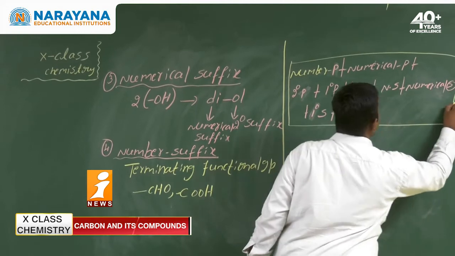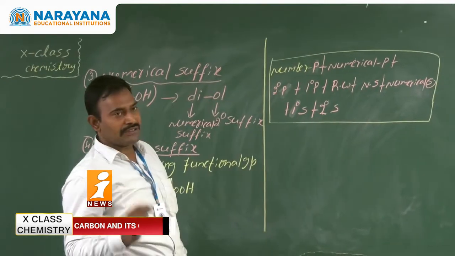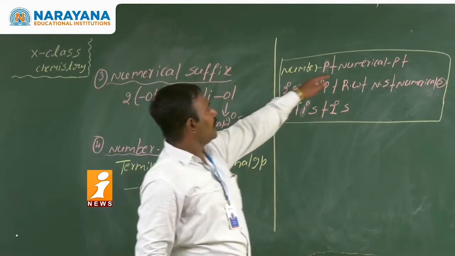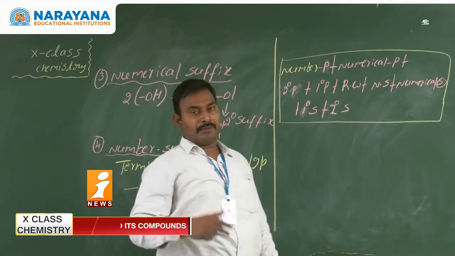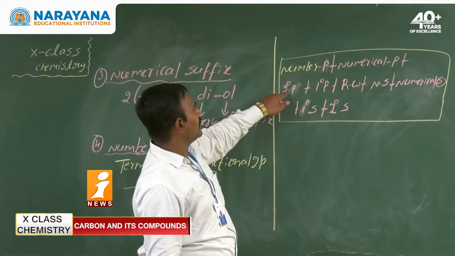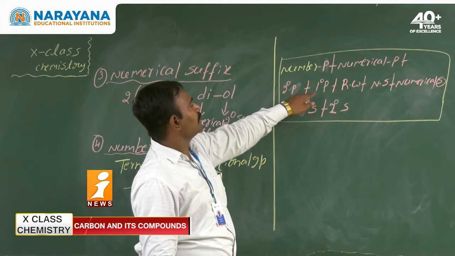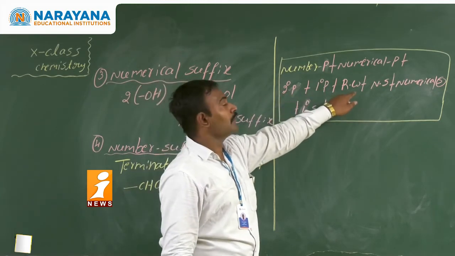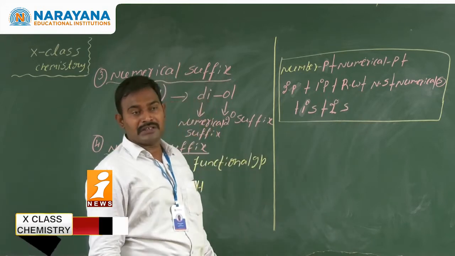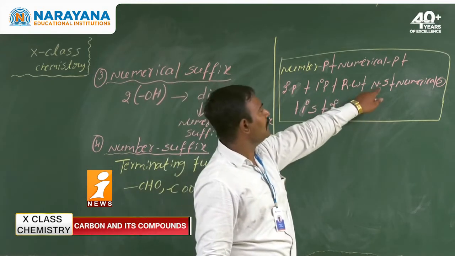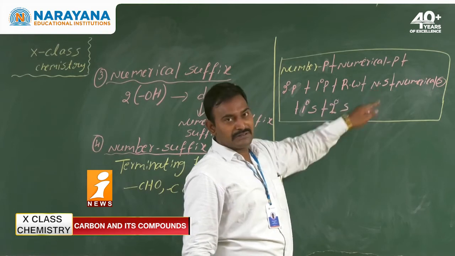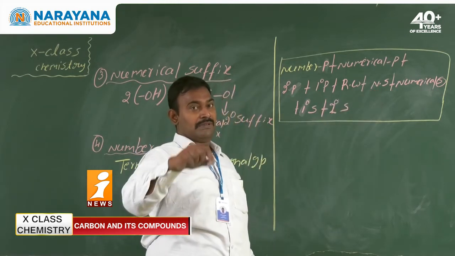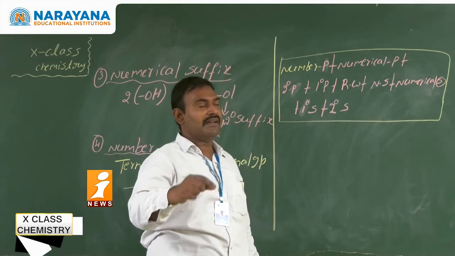Okay now, first we have to write the position of the substituent. Then after, we have to write how many times the substituent is repeating. Then after, secondary prefix. Next one, primary prefix. It is applicable only for a cyclo compound. Next one, root word: the number of carbon atoms present in the selected chain. Next one, number suffix: position of the functional group, that is, to which carbon atom it is attached.